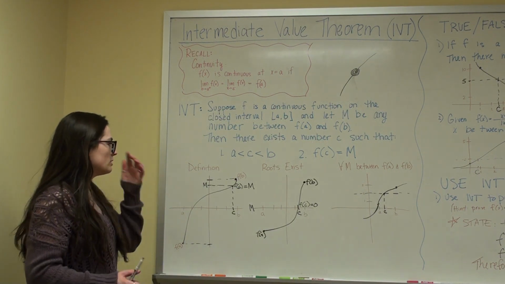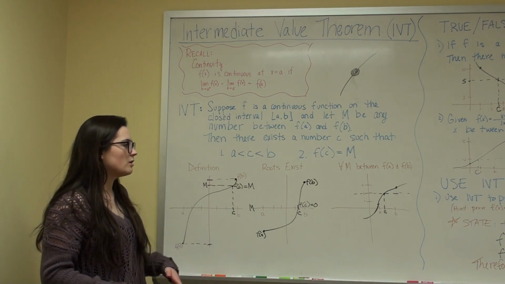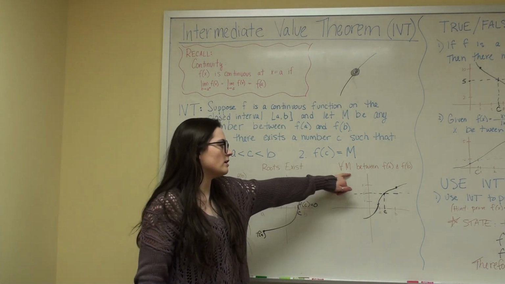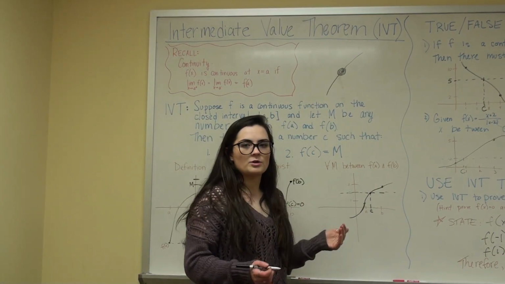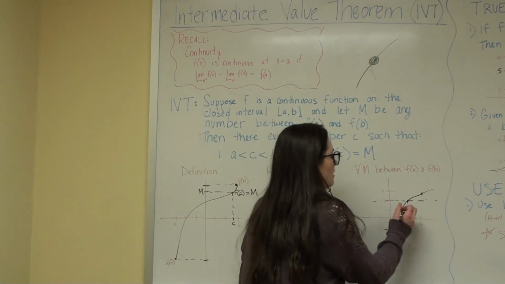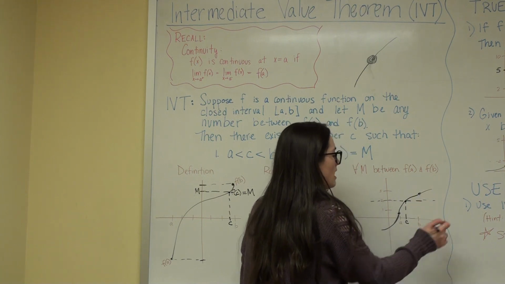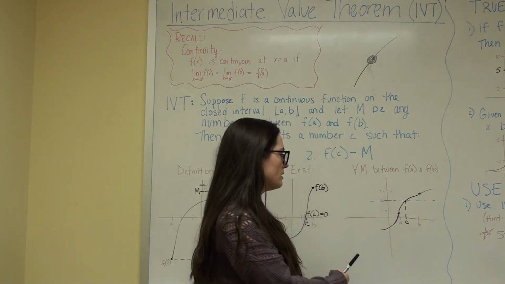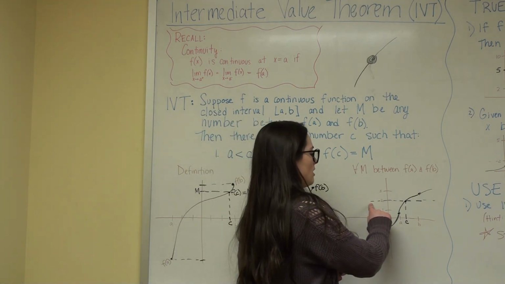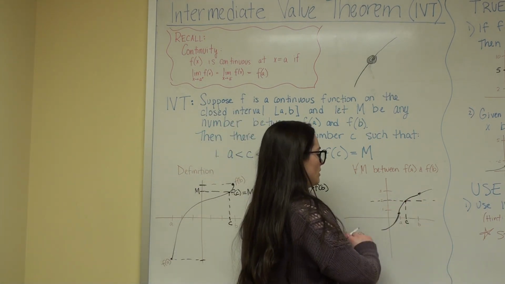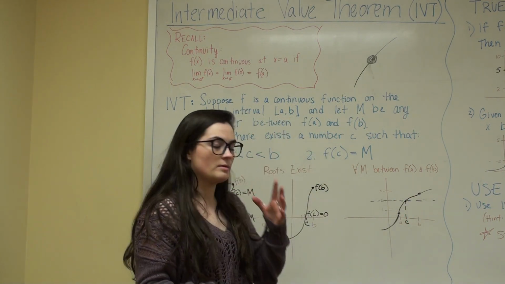But this isn't only restricted to proving roots or positive and negative numbers. You can also prove it for any m between f of a and f of b. So let's say you have a value in your function of 1 at a point A, and you know your function has a value of 3 at point B, and you know it's continuous, so you can connect the points. We could prove that this function hits or has a value of 2 at some point that we're going to call C.